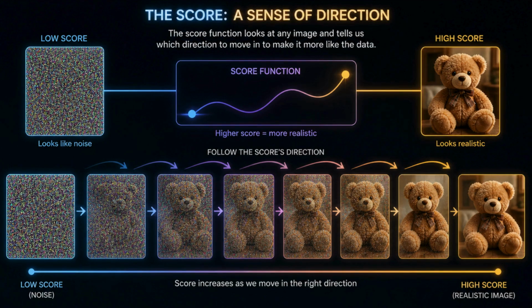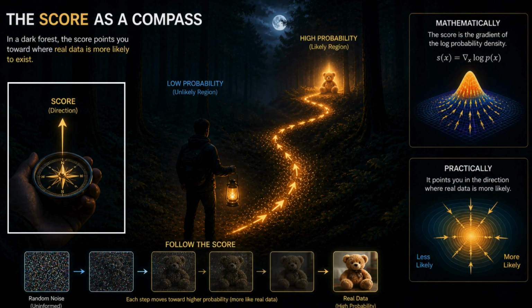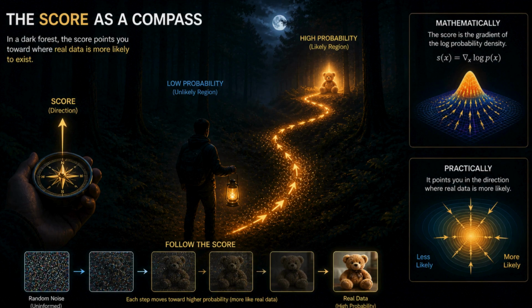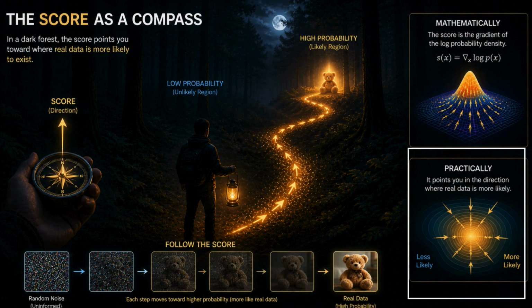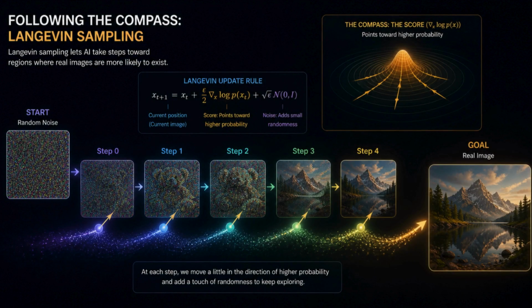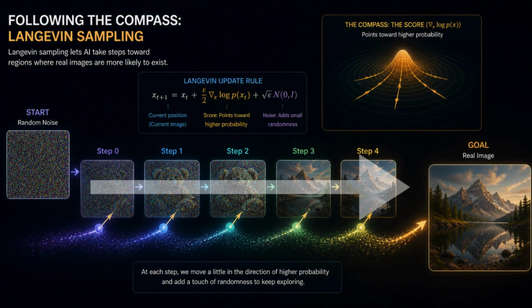Enter the score. Think of the score as a compass in a dark forest. Mathematically, it is the gradient of the log of the probability distribution, but practically it simply points you in the direction where real data is more likely to exist. By following this compass, a technique called Langevin sampling allows the AI to take steps toward the actual images.